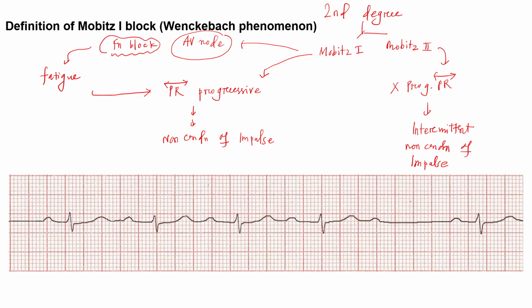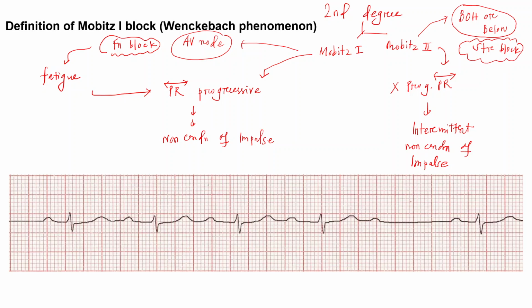But what happens in Mobitz type 2? In Mobitz type 2, the block is below the AV node, that is bundle of His. Most likely it is bundle of His or below. It is below the AV node. And this is not a functional block. This is a structural block. Now this is important. This is a structural damage or structural block. This is not functional. This is structural.